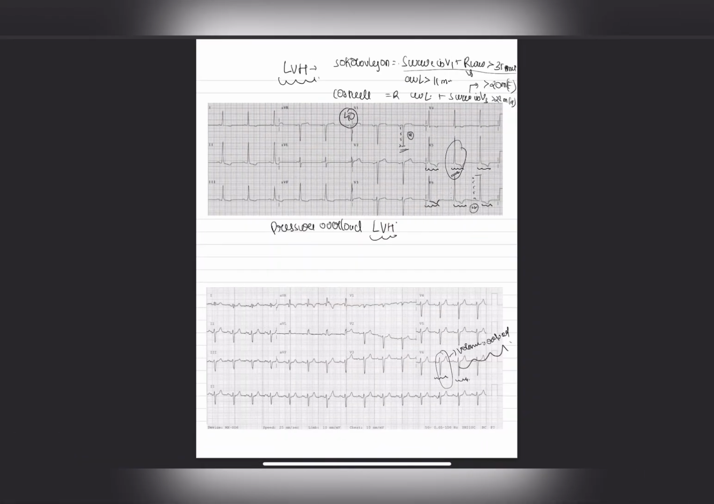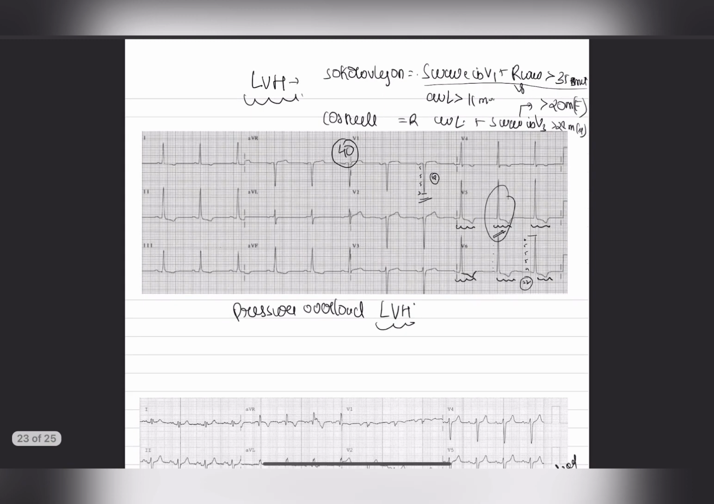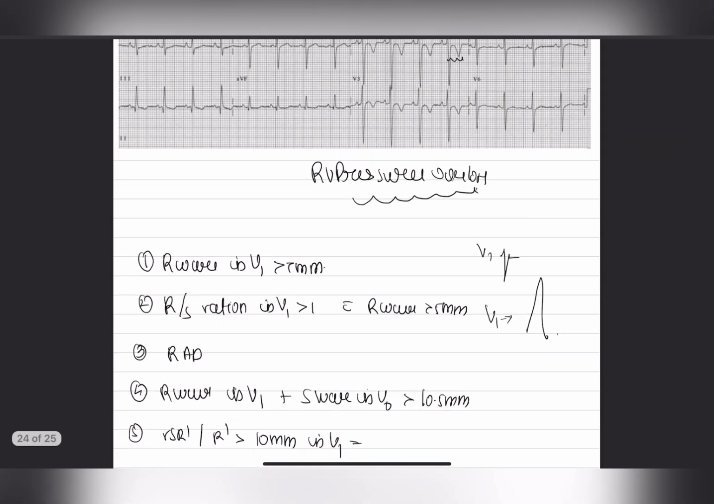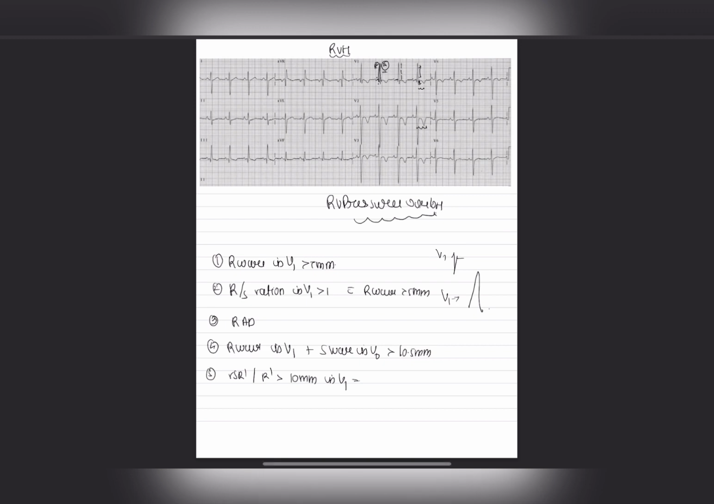The LVH, again these criteria: S wave in V1 plus R wave in V6 if it is more than 35 mm, or aVL more than 11 mm, or if there is a tall R wave in V1 more than 7 mm. All these indicate different hypertrophies.